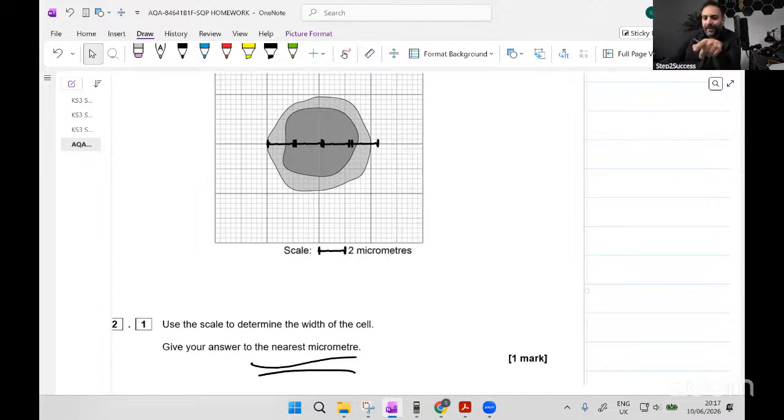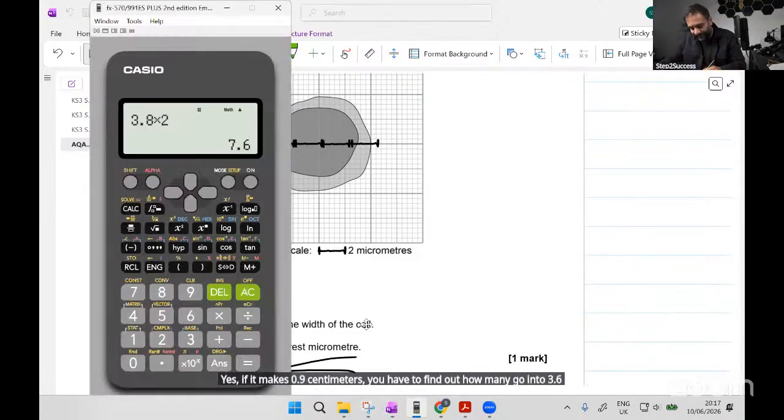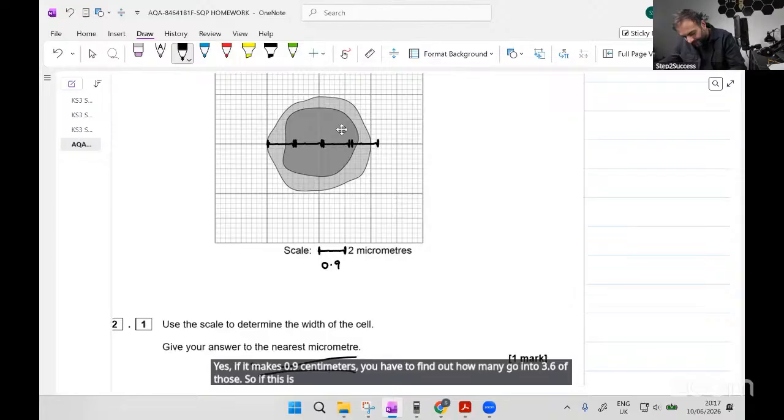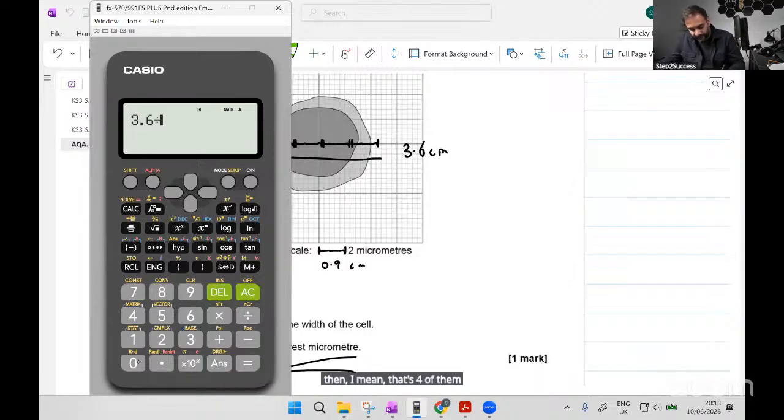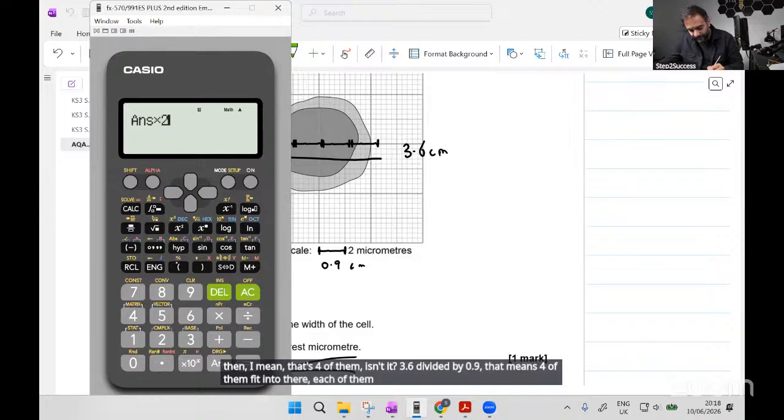Yes, if it makes 0.9 centimeters, you have to find out how many go into 3.6 of those. So if this is 0.9 centimeters and all of this, according to you, is 3.6 centimeters, then that's four of them, isn't it? 3.6 divided by 0.9. That means four of them fit into there. Each of them is 2 micrometers. 8 is the answer.